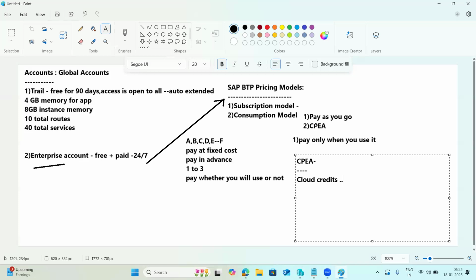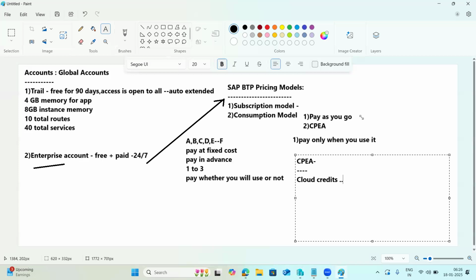This model has a minimum investment entry, so there is a minimum investment we have to pay. You are billed annually in advance. You can top up the cloud credits anytime to prevent overages. Suppose you have 1,000 cloud credits and the 1,000 credits are over, then services will be stopped.